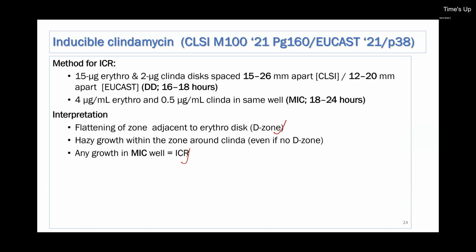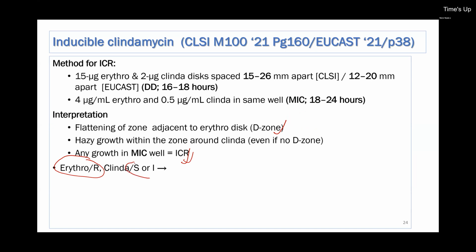As far as MIC is concerned, if any growth is seen in the MIC well where both are placed, it's taken as ICR positive. Usually we see an ICR when erythromycin is resistant. So macrolide is usually resistant. Sometimes with intermediate erythromycin also it can be, but usually it is resistant.